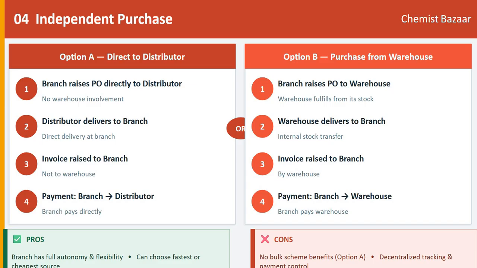And of course, there is no bulking, so there is no scheme benefit if it is a direct distributor purchase. And the second con could be decentralized tracking and payment control, as there is no centralized control over this model.